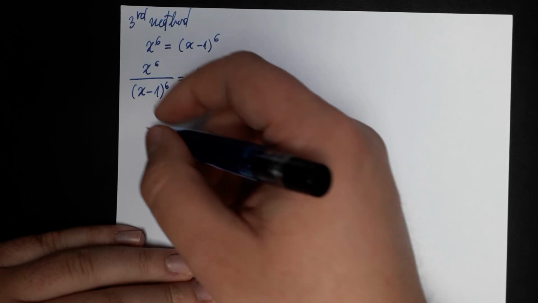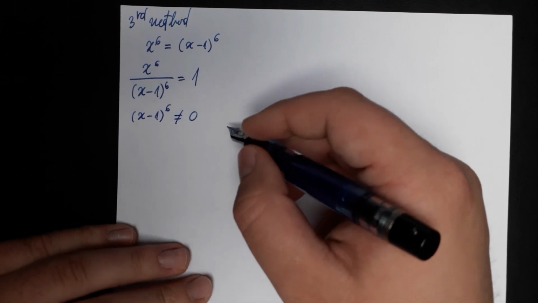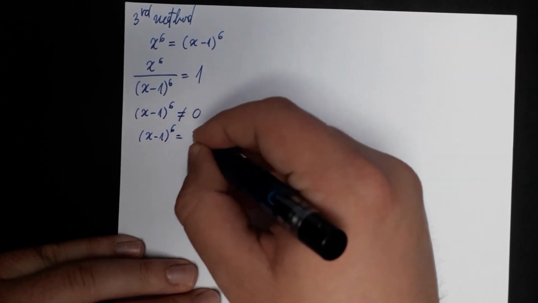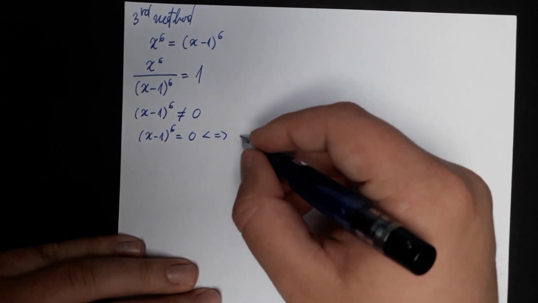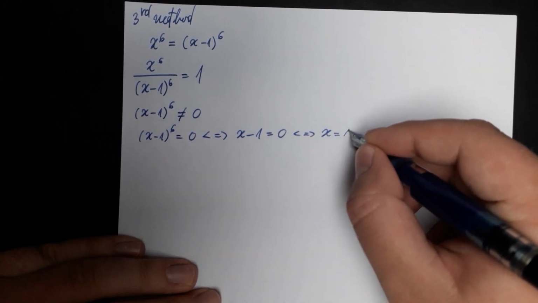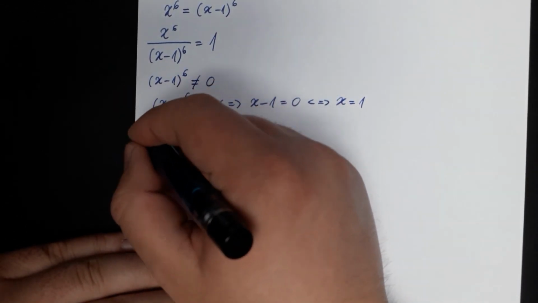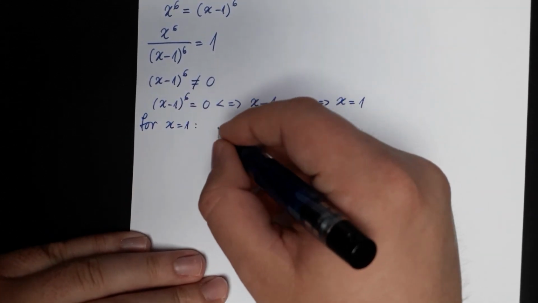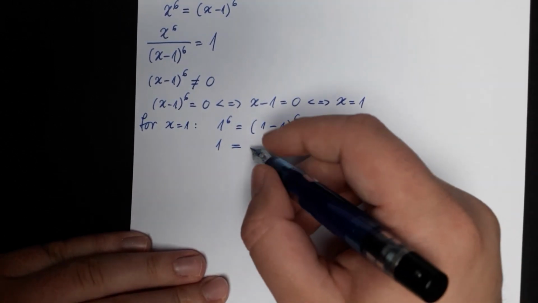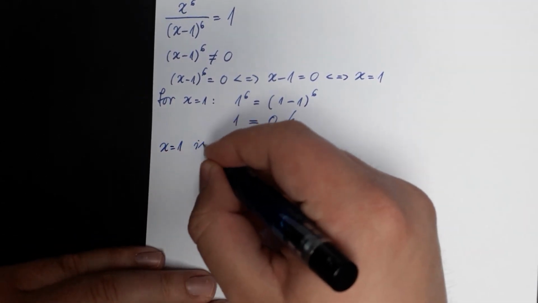And we can divide like this only in the case that x minus 1 to the power 6 is different from 0. Division with 0 is not allowed. So x minus 1 to the power 6 is equal to 0 if and only if x minus 1 is equal to 0, and that is equivalent to x being equal to 1. Now let's see if x equal 1 is a solution. So for x equal 1, we get that 1 to the power 6 is equal to 1 minus 1 to the power 6. Basically leaves us with 1 being equal to 0, which is impossible. So x equal 1 is not a solution.